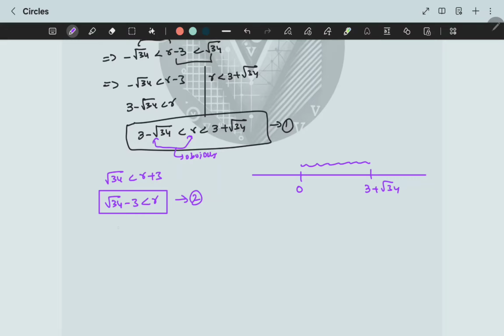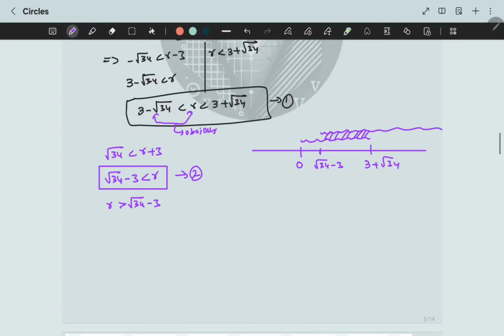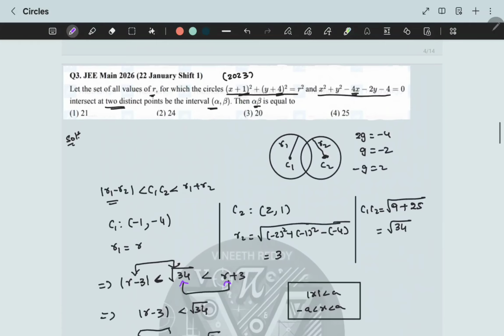And inequality 2 says R should also be greater than root 34 minus 3. Root 34 minus 3 will be somewhere here, right? So what is the common region? This is the common region. So therefore we can say R belongs from root 34 minus 3 to root 34 plus 3. So that is alpha comma beta, I think.